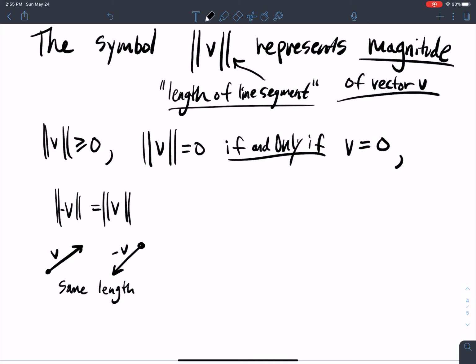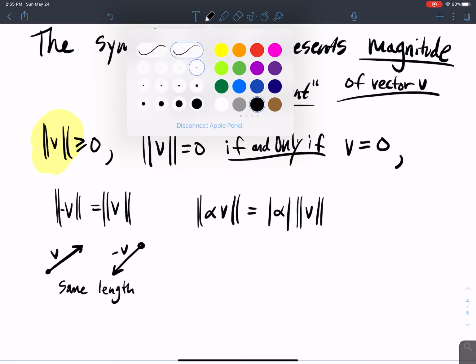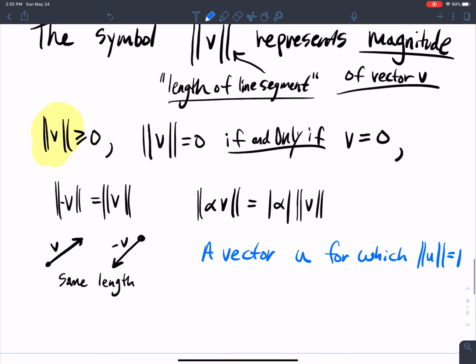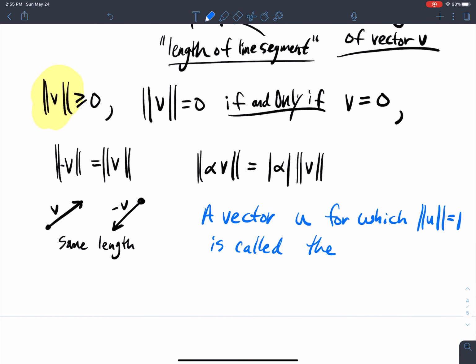And then the last case, the magnitude of alpha v is equal to the absolute value of alpha times the magnitude of v. Distance here is non-negative. Can't have a distance that's smaller than 0. One other one that's kind of useful is the unit vector. So a vector u for which the magnitude of u equals 1 is called a unit vector. So a unit vector has a magnitude of 1, right? That's 1 unit.